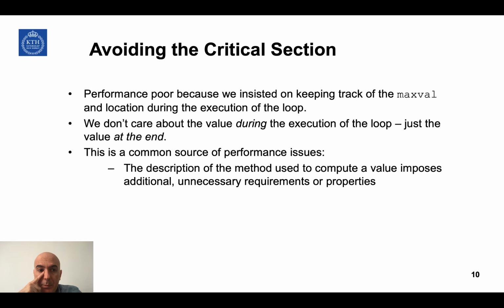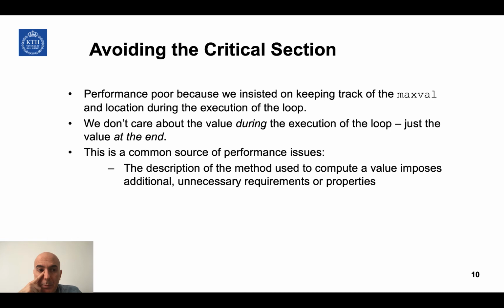Well, the performance is poor because we insist on keeping track of the max value and location during the execution loop, right? So we insist on having shared values, and each thread is responsible for updating them. In reality, we don't care about the value during the execution loop, just at the end, right? So this is a quite common source of performance degradation. The description of the method used to compute a value imposes additional unnecessary requirements on the properties.